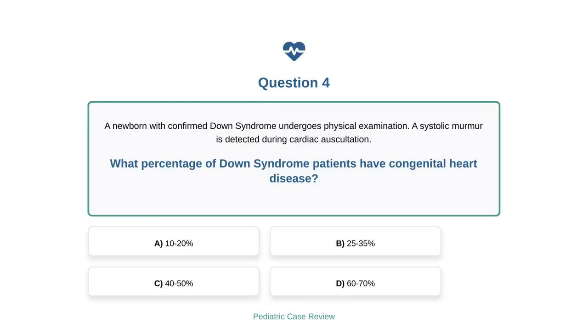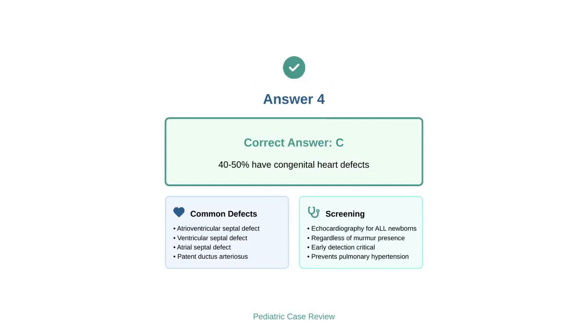A newborn with confirmed Down syndrome undergoes physical examination. A systolic murmur is detected during cardiac auscultation. What percentage of patients with Down syndrome have congenital heart disease? Option A, 10 to 20%. Option B, 25 to 35%. Option C, 40 to 50%. Option D, 60 to 70%. The correct answer is C.